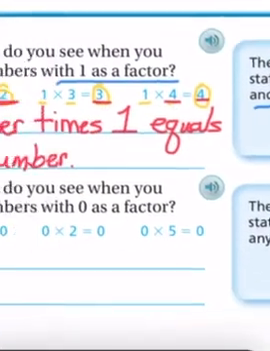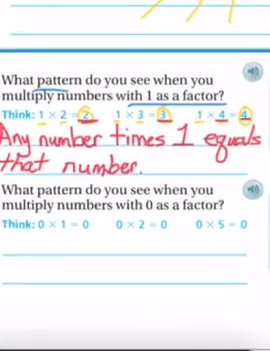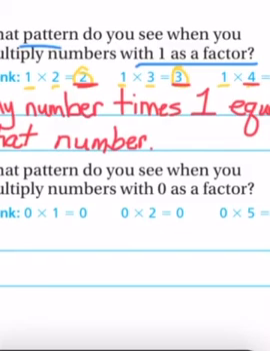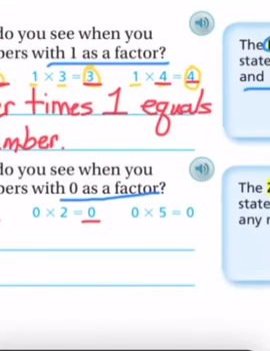All right, let's look at our next problem. What pattern do you see when you multiply numbers with 0 as a factor? Well, 0 times 1, 0. 0 times 2, 0. 0 times 5, yeah, you guessed it, 0.